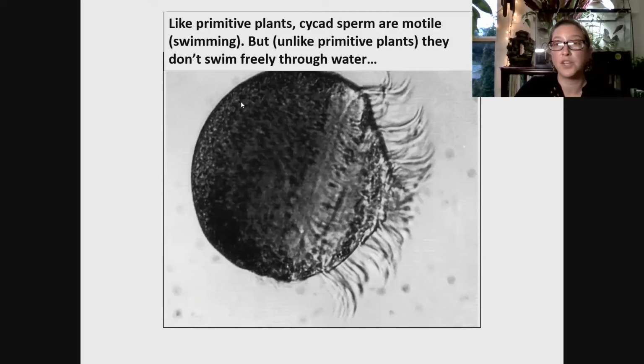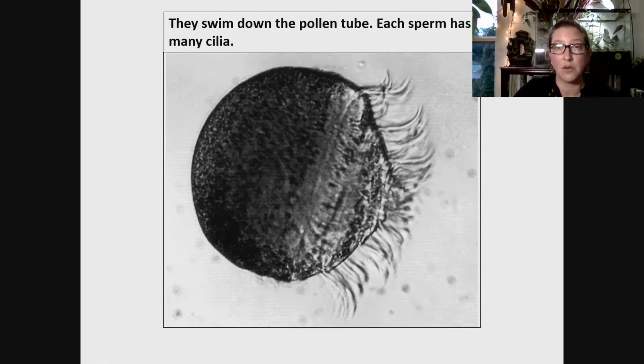Oh, yes. And just like the plants we looked at before, the cycad sperm do swim. They have lots and lots of little tails, which are shown here on the right of this sperm. But they don't swim through water anymore. That's a difference. They now swim down a structure called the pollen tube, which we will learn about in a few slides. You can see the cilia are the little tails. Each sperm has lots and lots of little tails that help it swim.